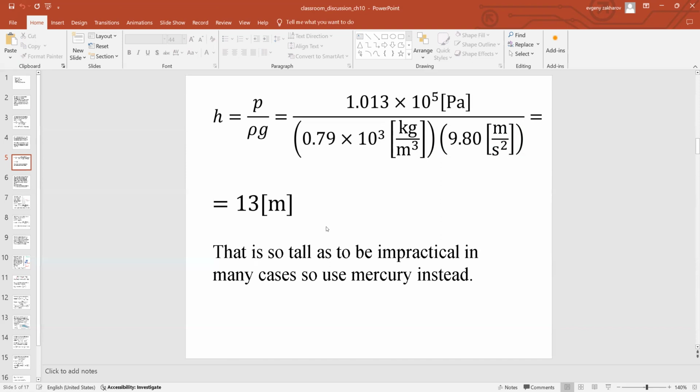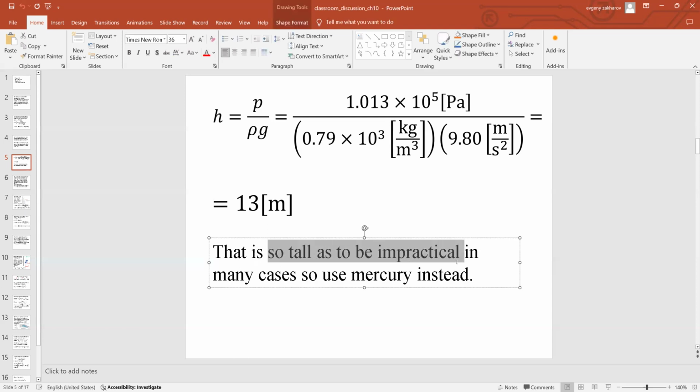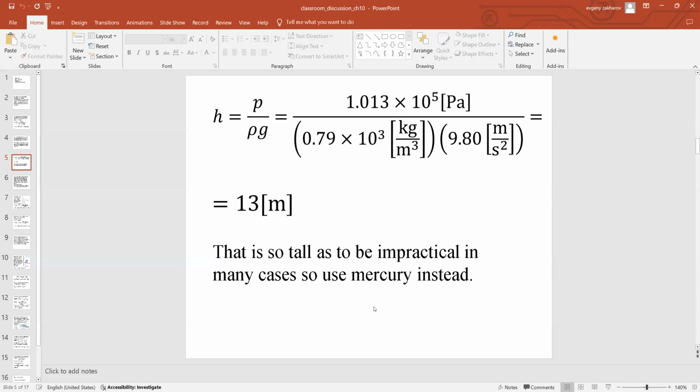Is that a compact barometer? 39 feet? It's like a height of like a 5-story building. That's definitely not a convenient device to use to measure the pressure by any means. So this is so tall that it's just not practical for many cases. That's why mercury is used instead.